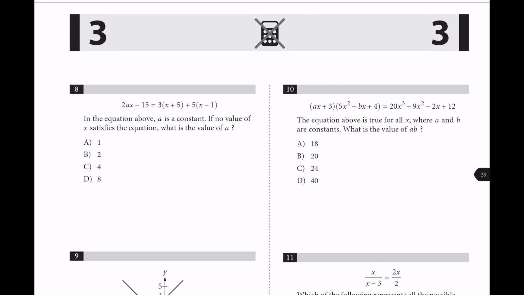For question 8, we want to find A in such a way that the equation does not have a solution. That's what it means by this part over here. No value of x satisfies the equation. Before we get to that part, let's distribute the right hand side. We have 2ax minus 15 and 3x and 5x becomes 8x. We have 15 minus 5, which is positive 10.